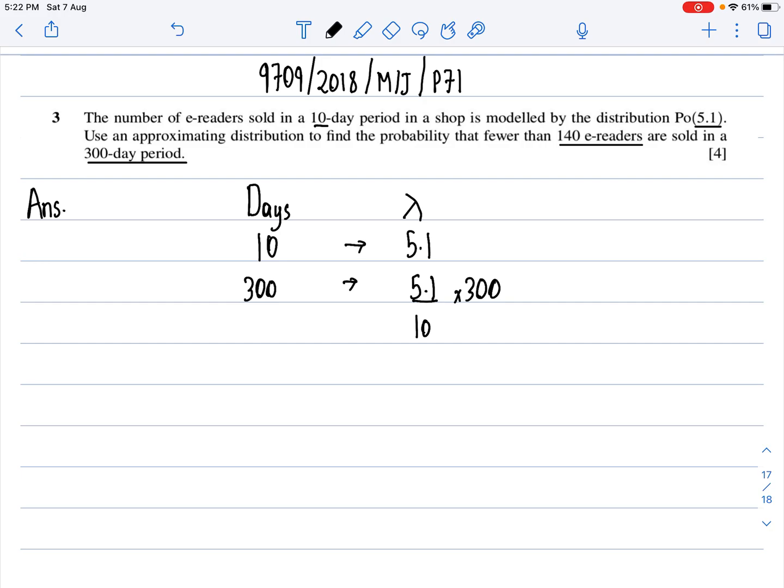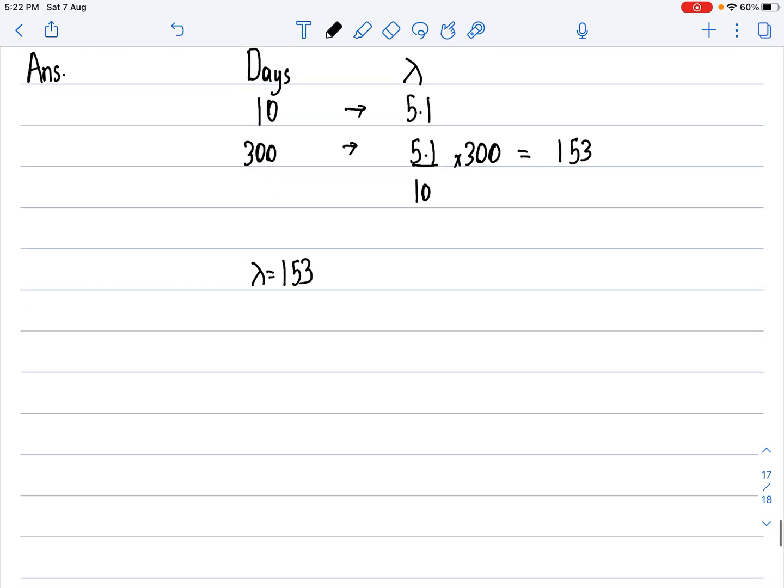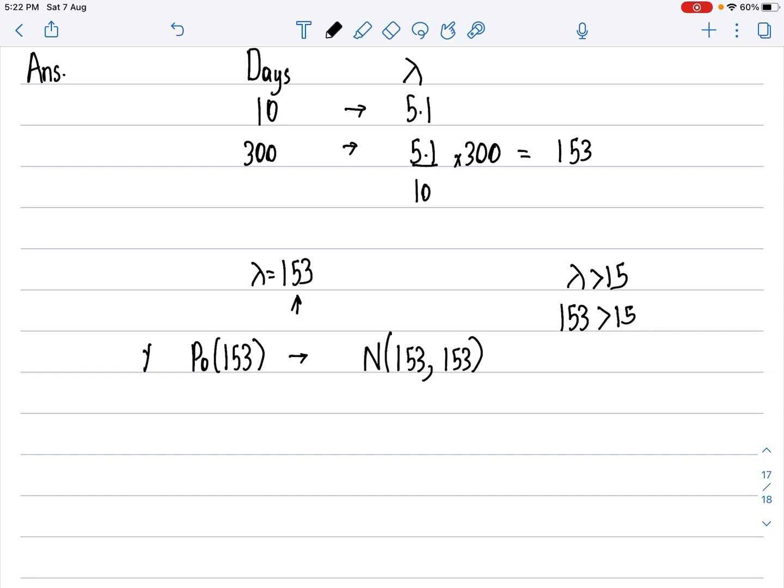Correct? So I can basically get my answer as 153. Now I know that my lambda is basically 153. So now I need to recall the distribution conversion from Poisson to normal. The condition was that the lambda should be more than 15. In this case, I know my 153 is more than 15. So this can basically be converted to normal. So I can convert this from Poisson of 153 to the normal, where I simply write 153, 153. Correct? This is x distributed as.